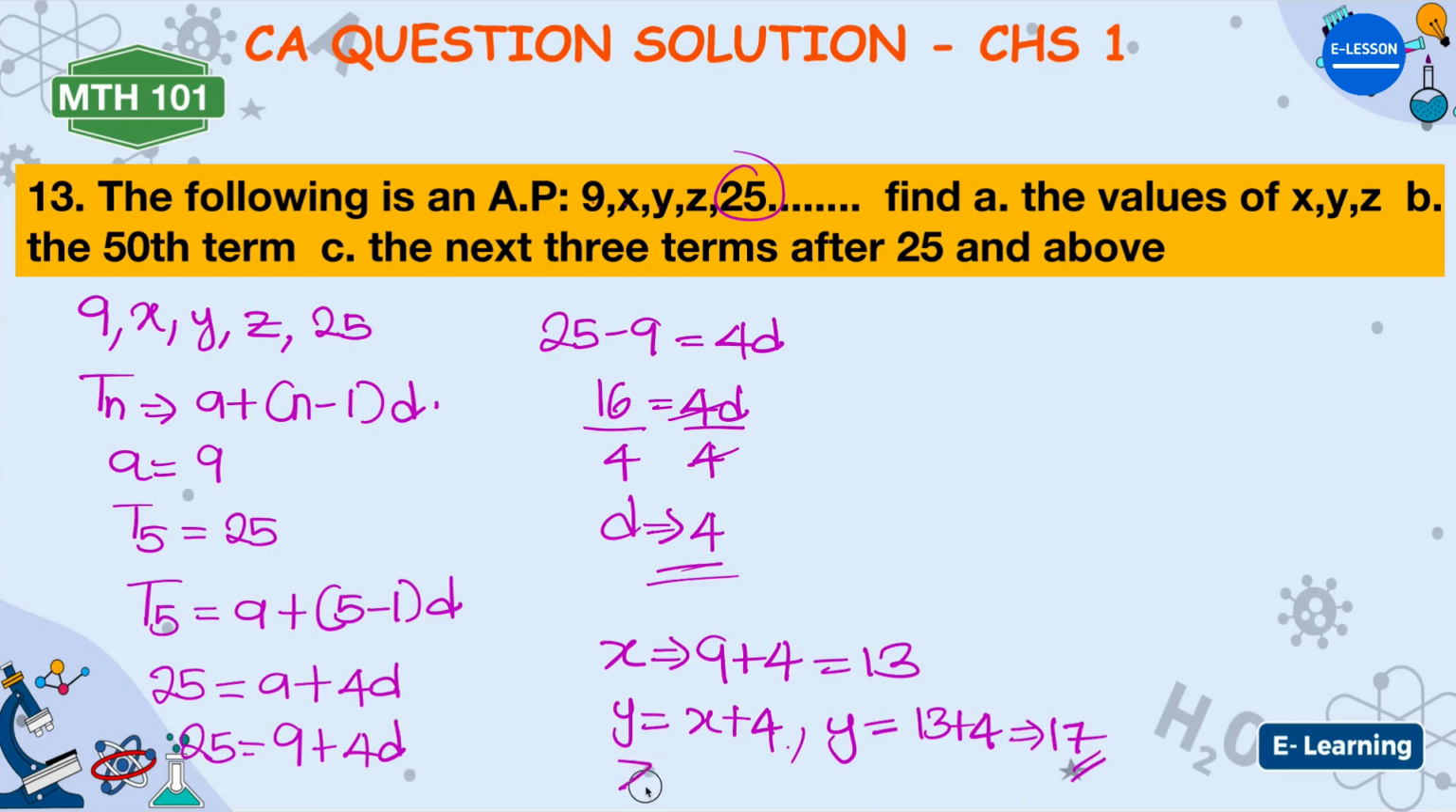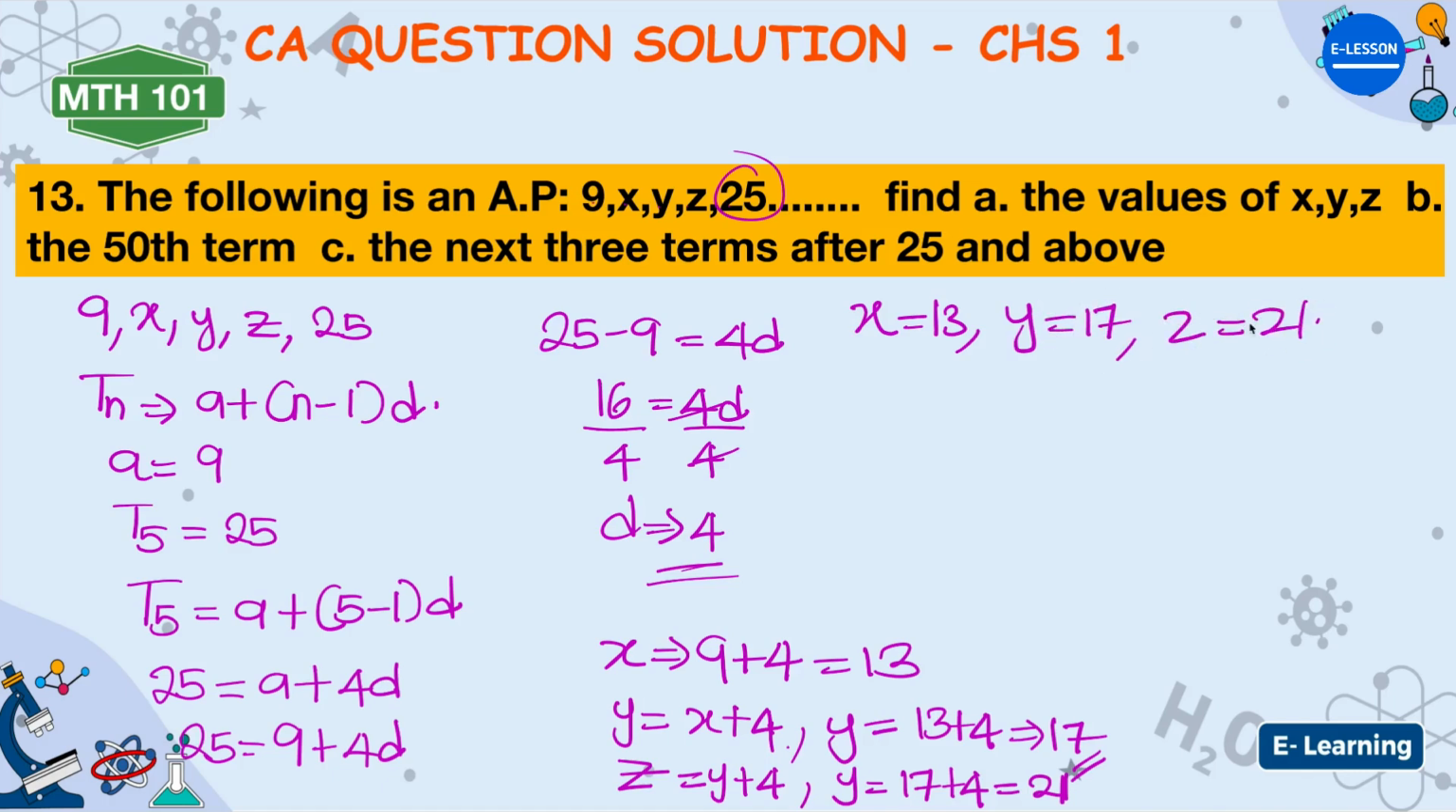And then Z, my dear student, will be Y plus 4, because you'll be adding each of them. Our Y is 17. So 17 plus 4 will give us 21. And you can even see that the next one is plus 4, which gave us 25. So that is that. So our X is 13, Y is 17, Z is 21.